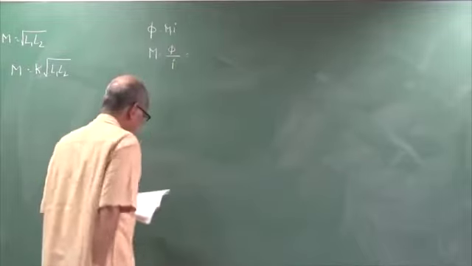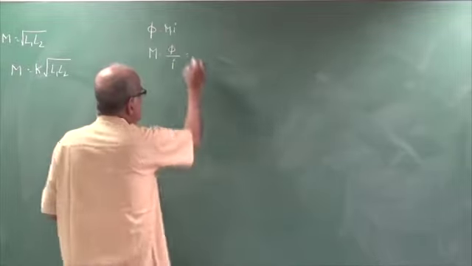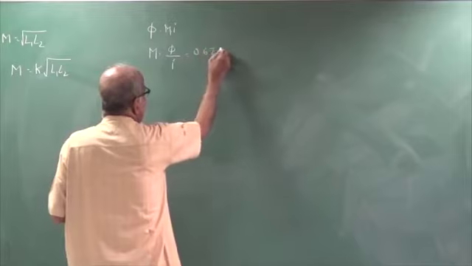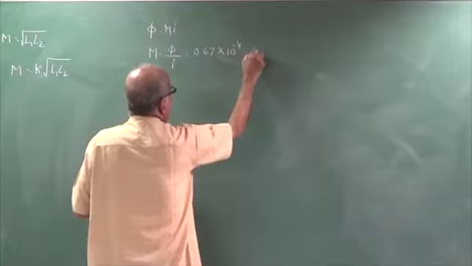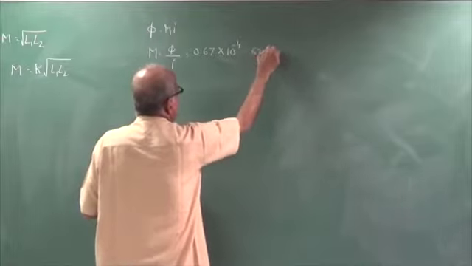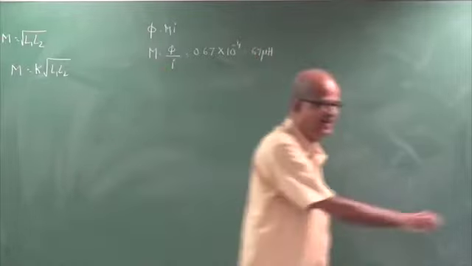How much does it come to? 2 by 3, which is 0.67 into 10 to the power of minus 4, which you can write as 67.23. Will you agree?